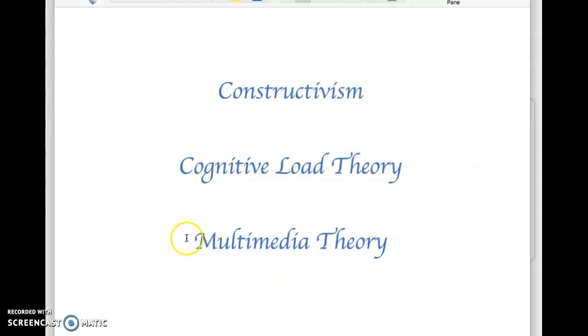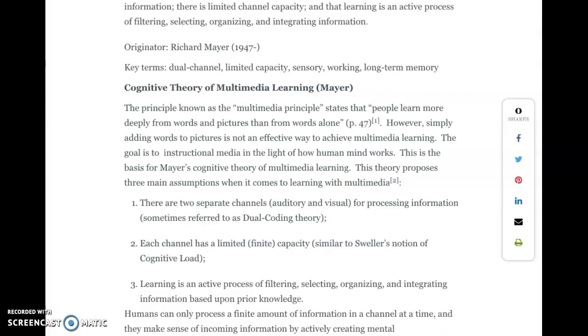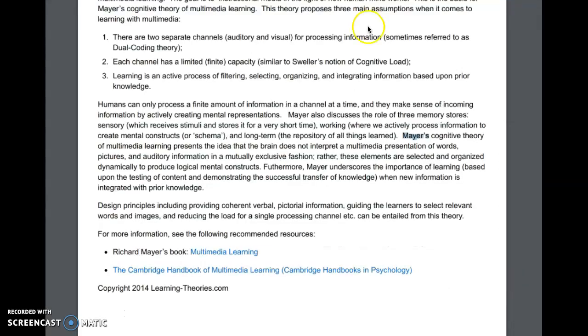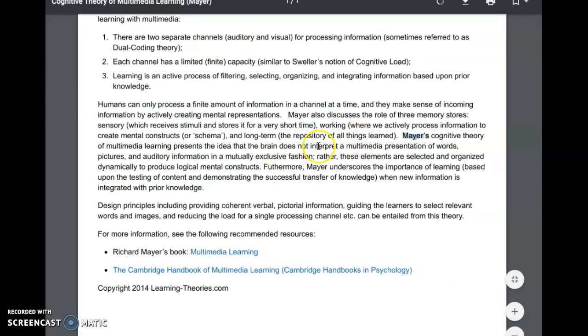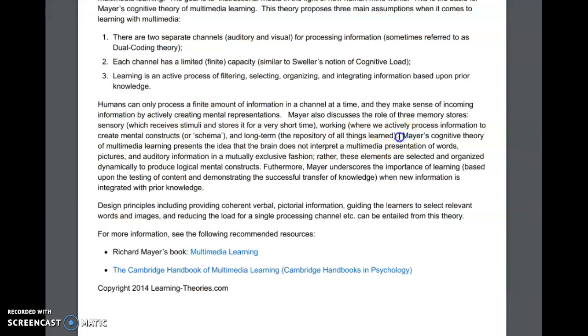So moving over lastly to the multimedia theory, this is basically the principle that people learn more deeply from words and pictures than from words alone. But you need to be careful with this because Mayer's cognitive theory of multimedia learning presents the idea that the brain does not interpret multimedia presentations of words, pictures, and auditory information in a mutually exclusive fashion.